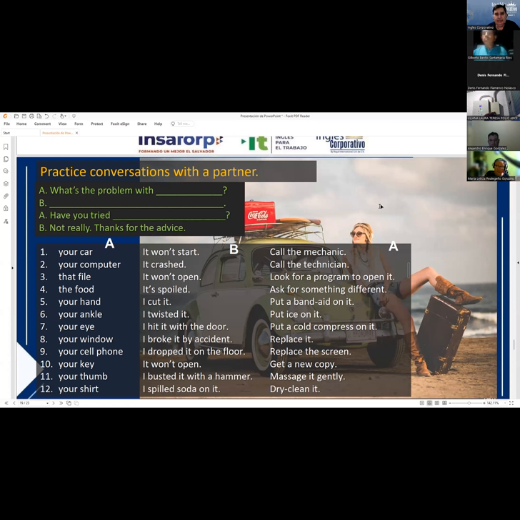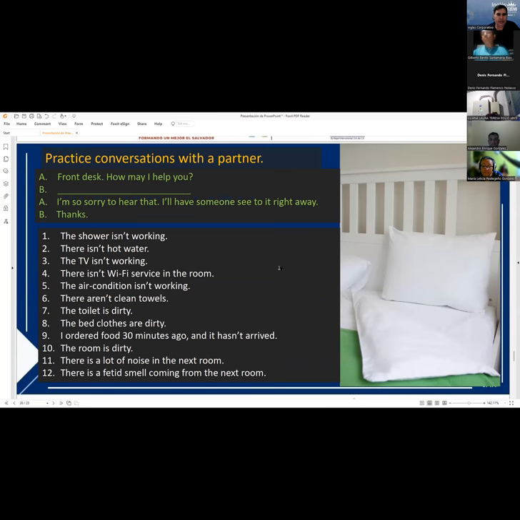Okay, so A, B is, have you tried this? So that is the idea. This is conversation. Now this one, the same similar conversation, the other conversation. Practice the conversation with a partner.